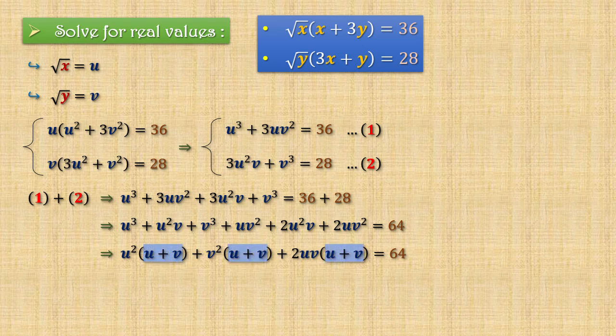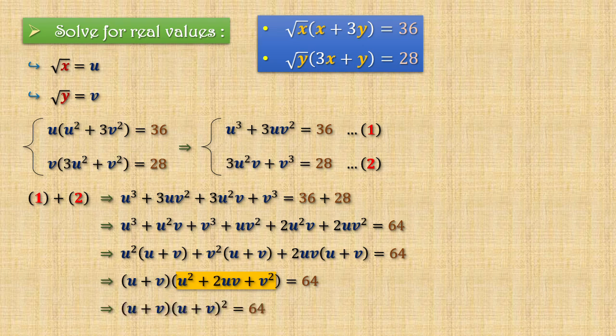Now we extract u plus v as a common factor from these terms to get the equation u plus v multiplied by u square plus 2uv plus v square equals 64. Now notice the squared binomial u square plus 2uv plus v squared, which factorizes to u plus v all square. So our equation becomes u plus v multiplied by u plus v all square equals 64. Thus, u plus v all cube equals 64. So we obtained u plus v equals 4, which we will note as equation number 3.